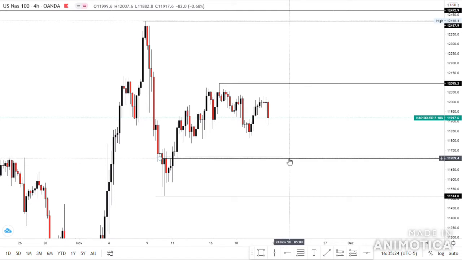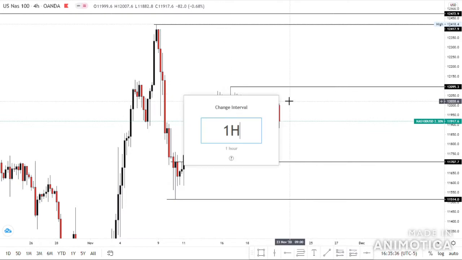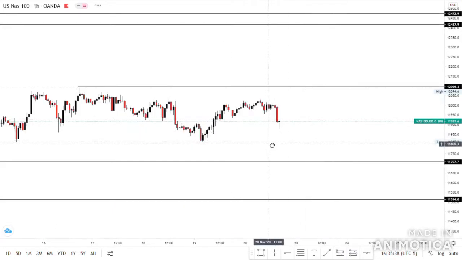But if, I'm gonna leave it there, but if Nasdaq decides to push higher, I would wait for price around this region up here, okay. You can see there's a lot of resistance up here. Just head down to the 1 hour, should be clearer there.